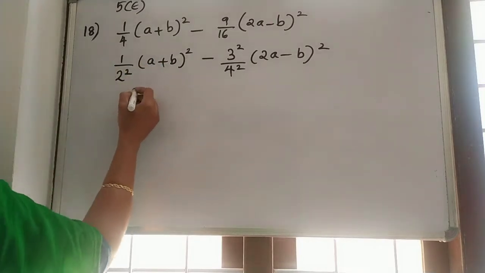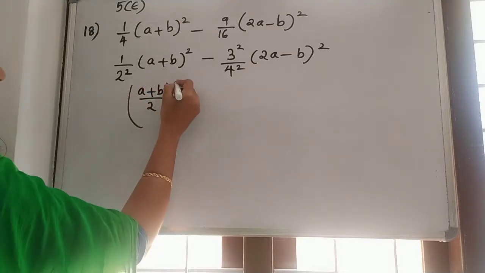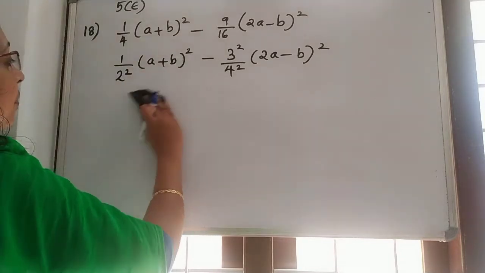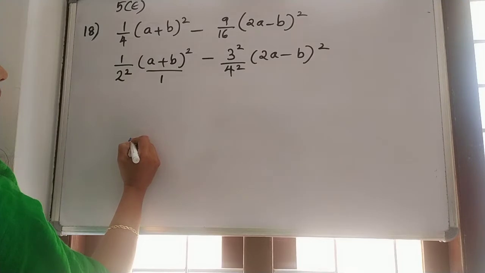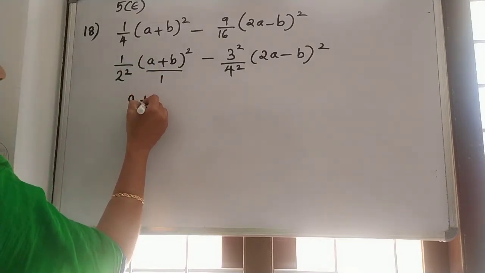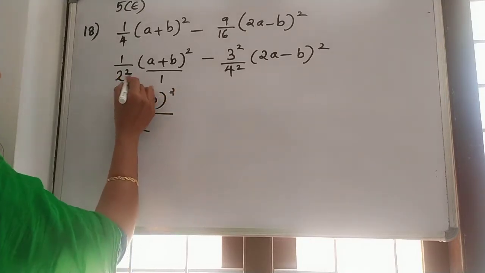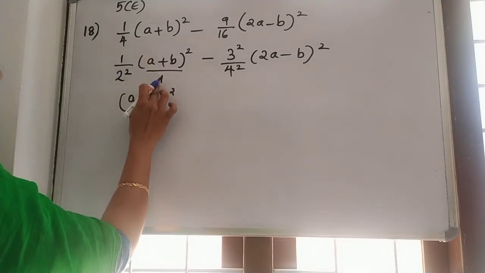So how can we write this? A plus b by 2 the whole square we can directly write. That means how we are writing this directly? So we are doing one more step. 1 into a plus b whole square is a plus b the whole square divided by 2 square into 1 is 2 square. Numerator into numerator divided by denominator into denominator.